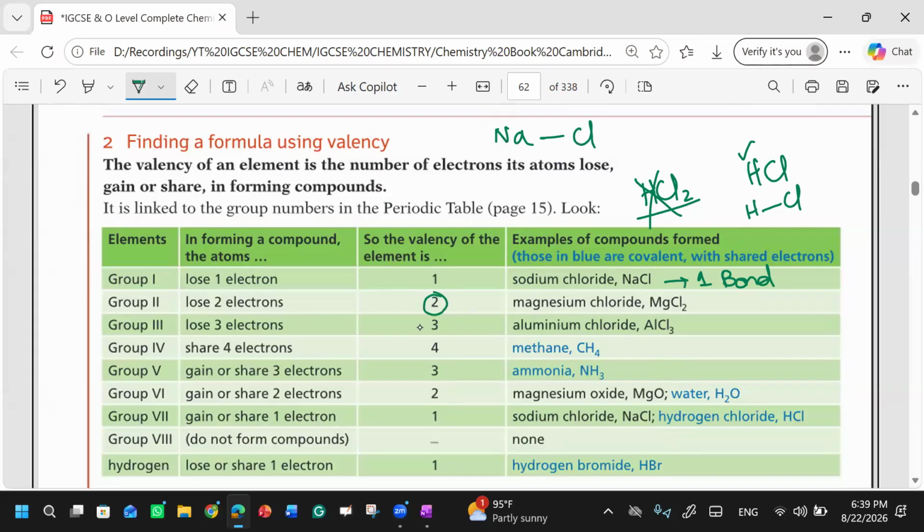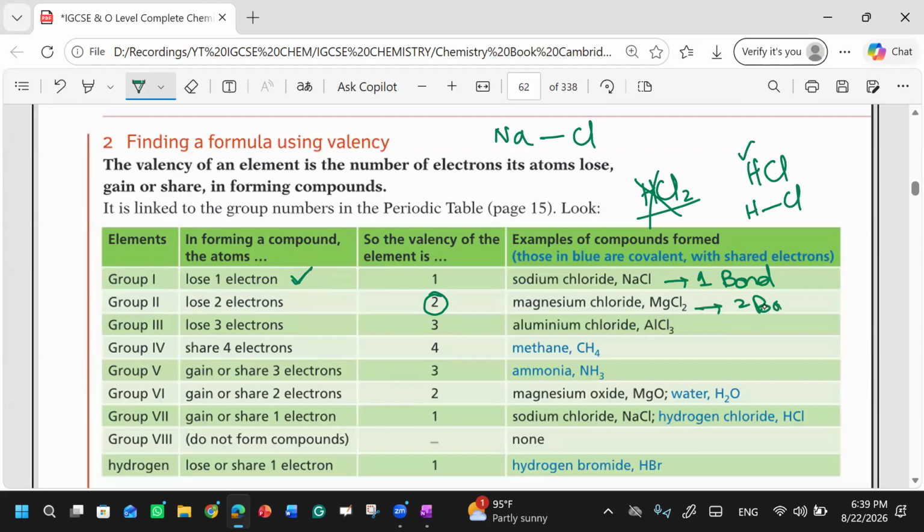Group number two, it can make, like with group number six. No, I am not talking about which group. I am asking how many bonds they can make. The group number 2, they have two electrons. Yes, they can make two bonds.